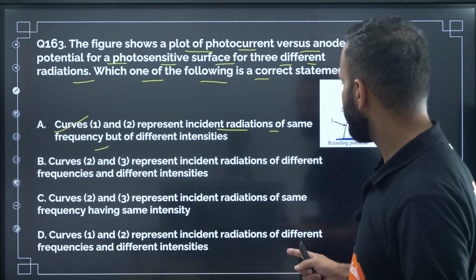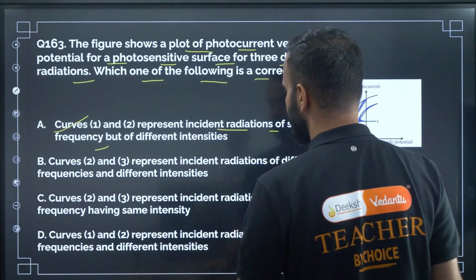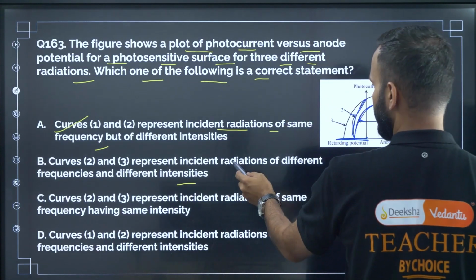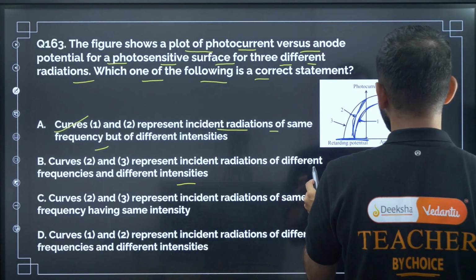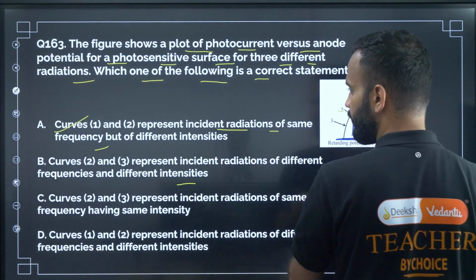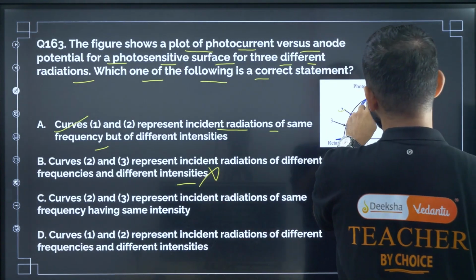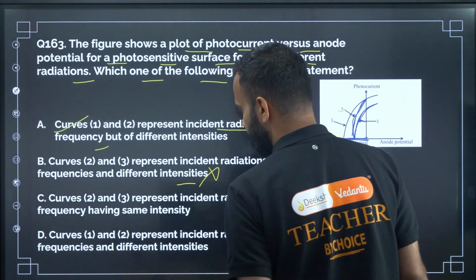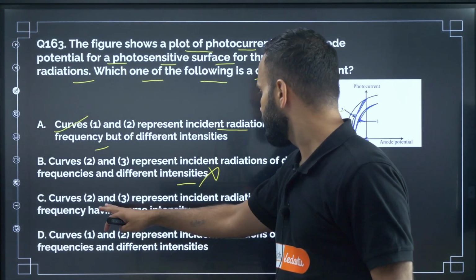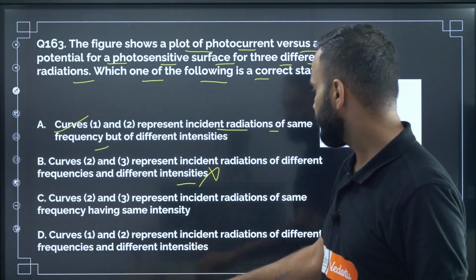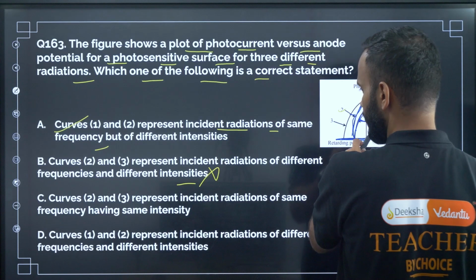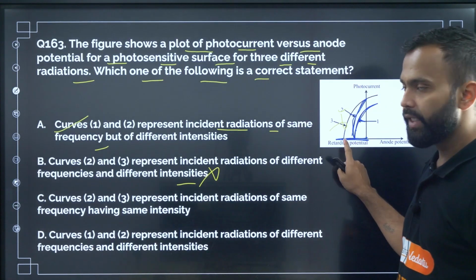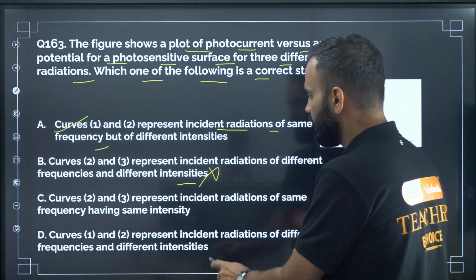B says curves 2 and 3 represent incident radiation of different frequencies and different intensities. Different frequencies is correct, but different intensities is wrong. These two are the same intensity, not different intensity. So option B is wrong. Option C: curves 2 and 3 represent incident radiation of same frequency having same intensity. Same frequency is wrong. Different frequency, because two different retarding potentials. So option C is wrong.